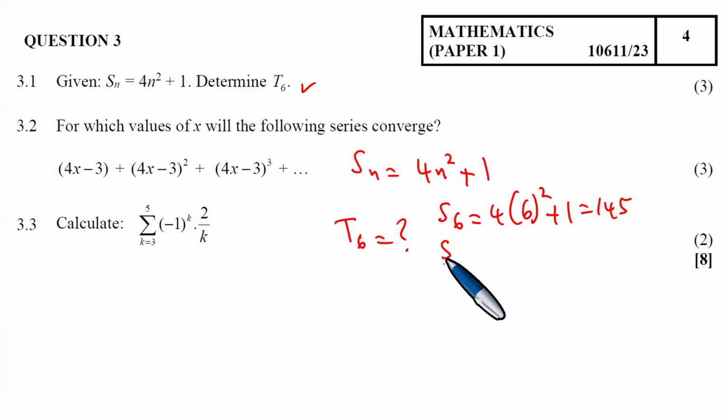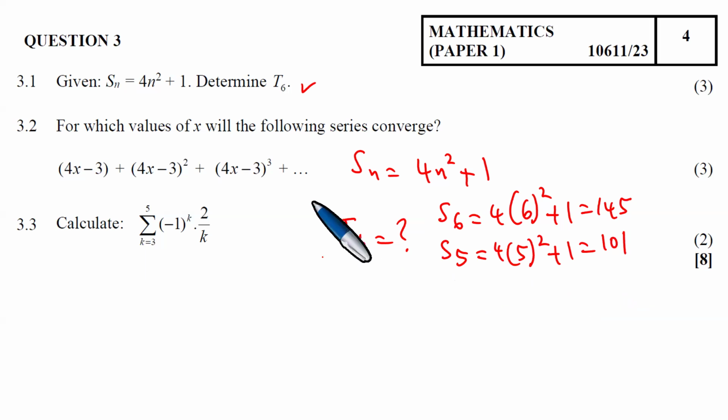Then you also have S5. You must also do S5, I'll tell you why. You have 5 squared plus 1. What is S5? Now 5 squared is 25. 25 times 4 is 100. Plus 1 is 101. Good. Thank you so much for being in a position to do that.